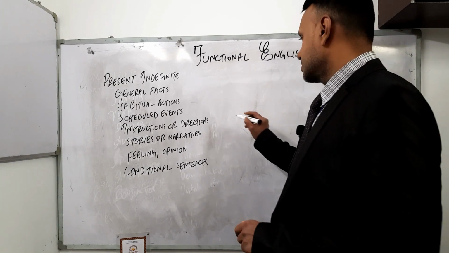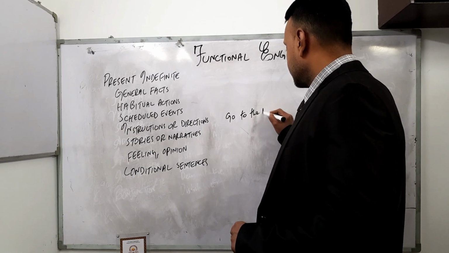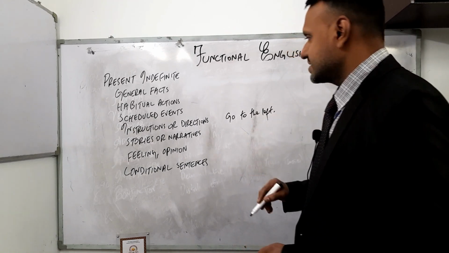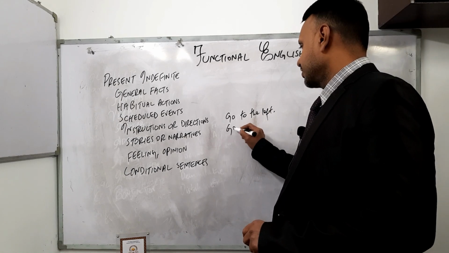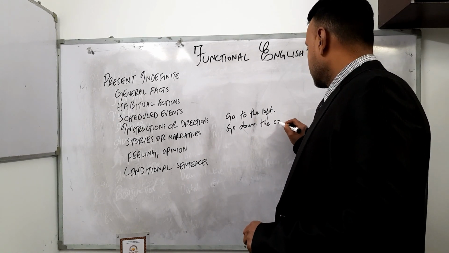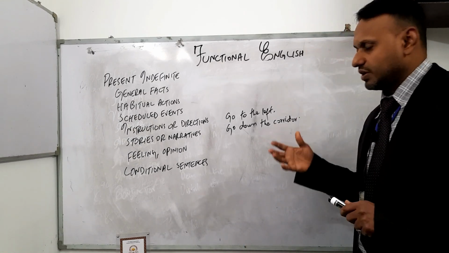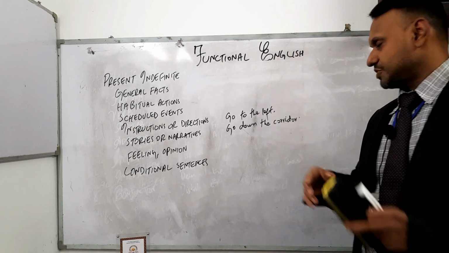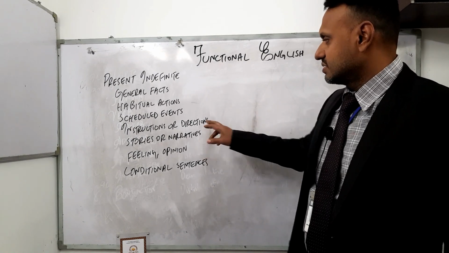Say instructions: go to the left. That's an instruction. Go down the corridor. That's in present indefinite again. When you're giving an instruction, keep straight, keep walking. So that's where we use indefinite tense.